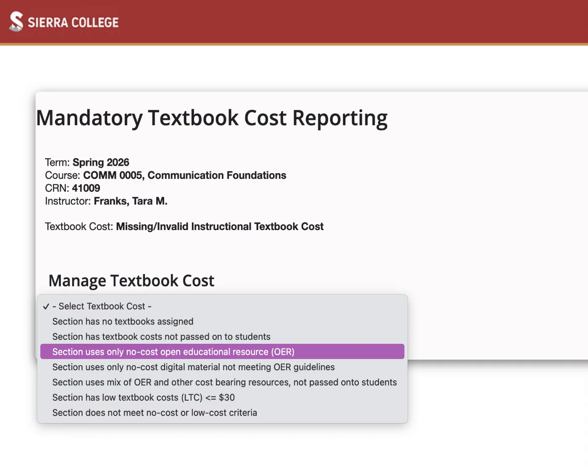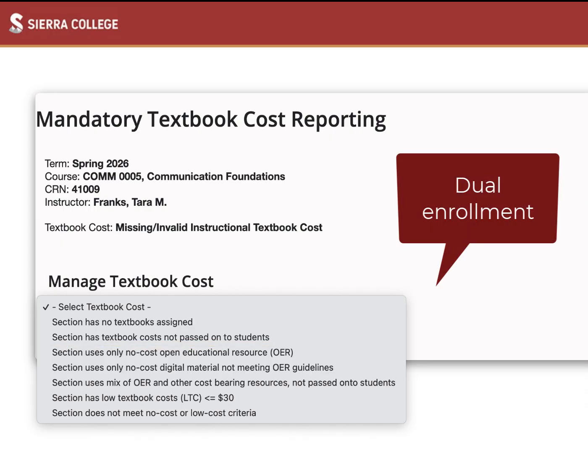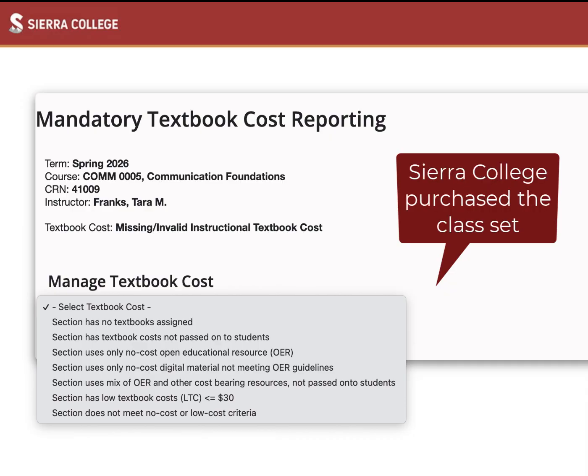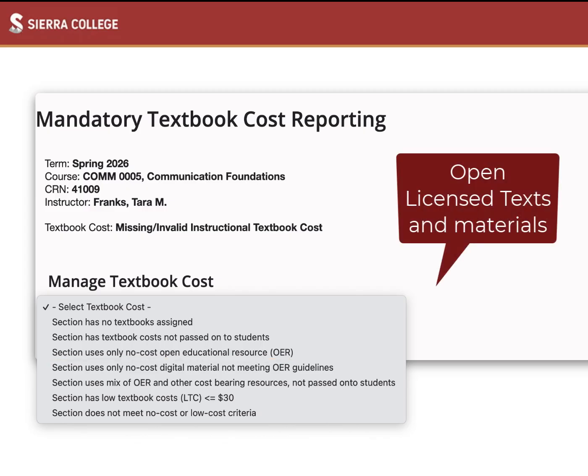Please note, there are several options. A, the section has no textbook assigned to the course. B, section has textbook costs not passed on to students. This would be applicable for a dual enrollment course or sections where Sierra College purchased a complete class set of texts for your students. C, section uses only no-cost open education resources, or OERs, which are open license texts and materials often located on LibreText or through the OERI website, among other databases.